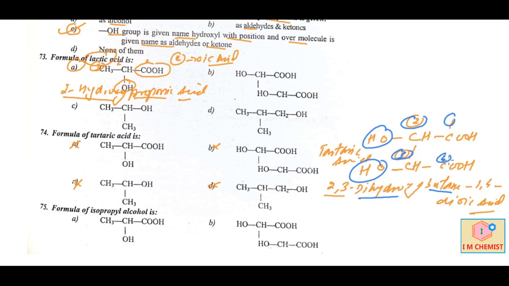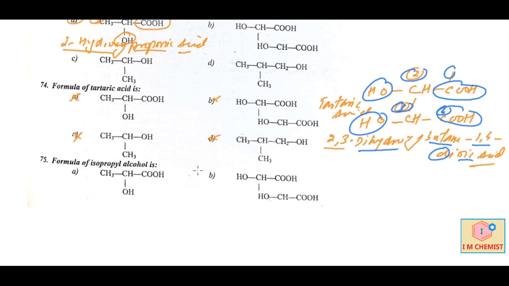Because you have total 4 carbon atoms, and carbon number 1 and carbon number 4 are mentioned: at carbon number 1 you have carboxylic acid group, and at carbon number 4 you also have a carboxylic acid group. As you can see that you have 2 carboxylic acid groups, so you have to add di, and OIC acid is written once you write down the nomenclature of carboxylic acids. Then you have MCQ number 75, which says that formula for isopropyl alcohol.